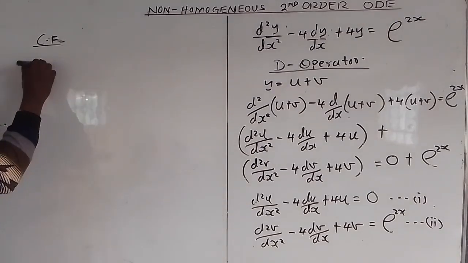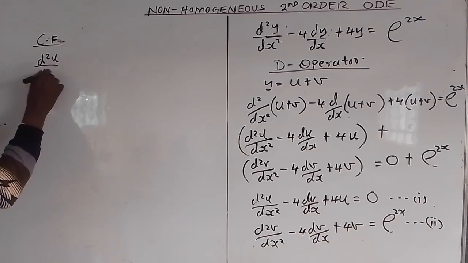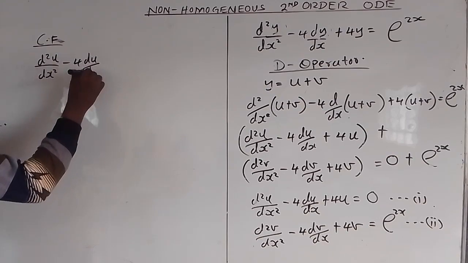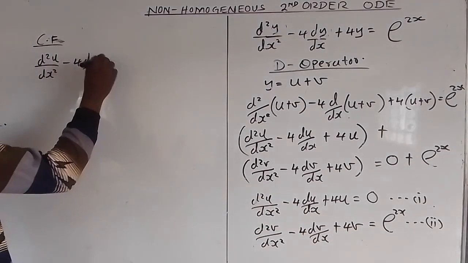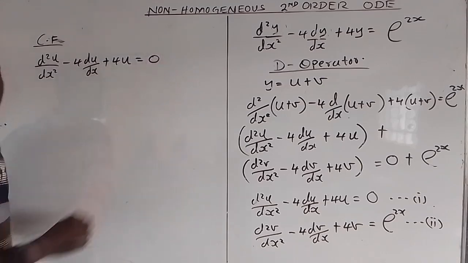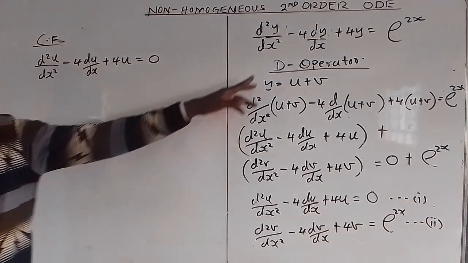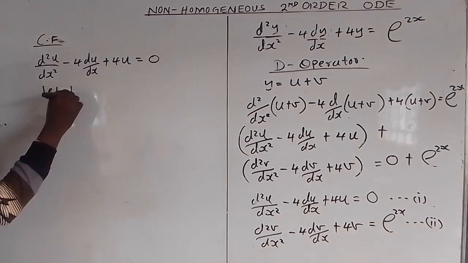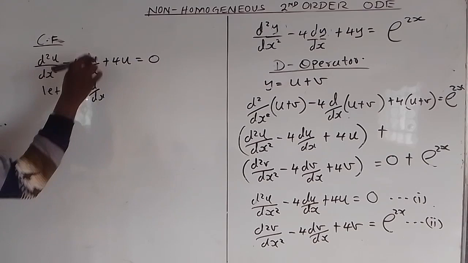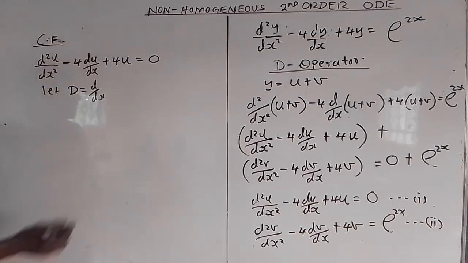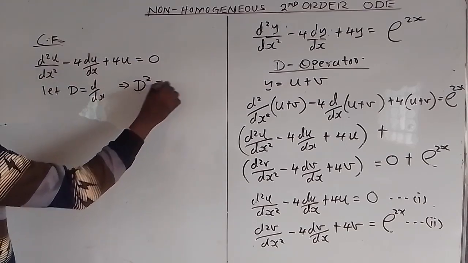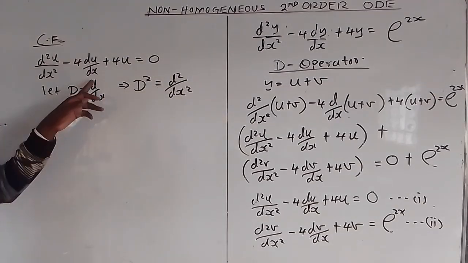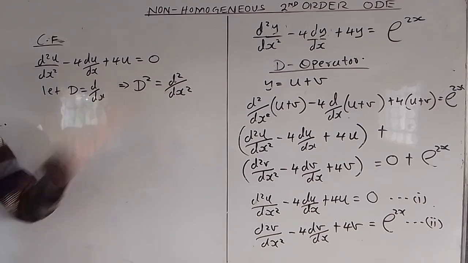We have d squared u over dx squared, equation 1, minus 4 du over dx plus 4u is equal to 0. So we are now using the D operator, isn't it? Meaning you let D be d over dx, because we are differentiating with respect to x, isn't it? This will imply that D squared will be d squared over dx squared. So where we see d over dx, we put D, and where we see d squared over dx squared, we put D squared, isn't it?